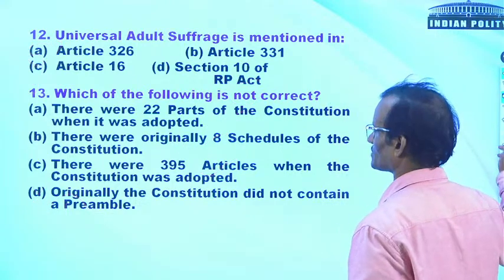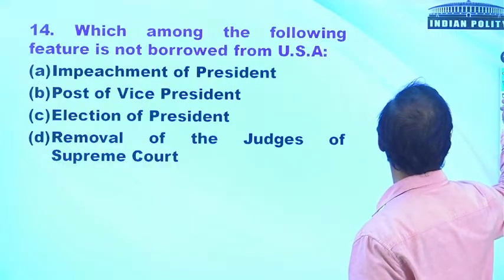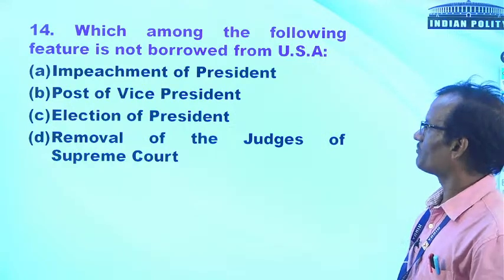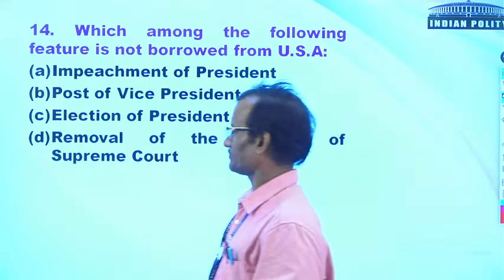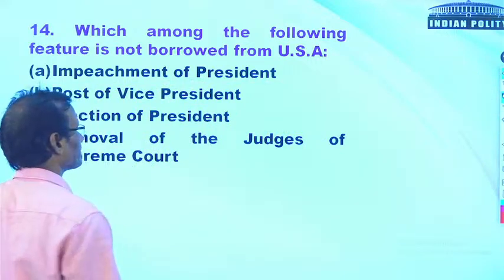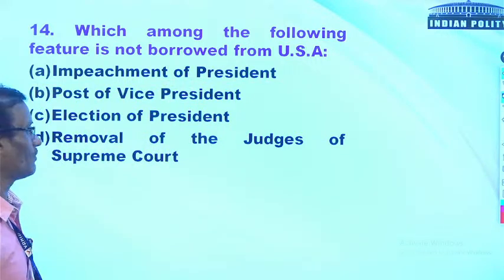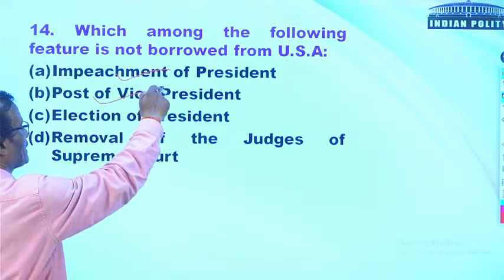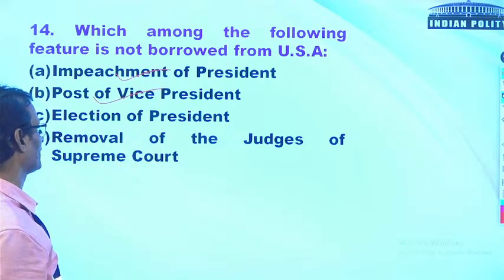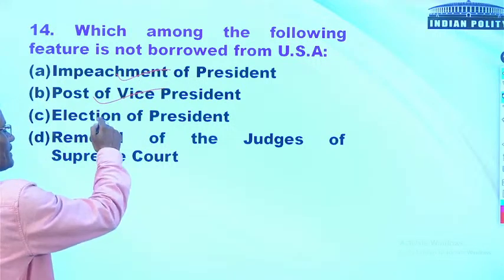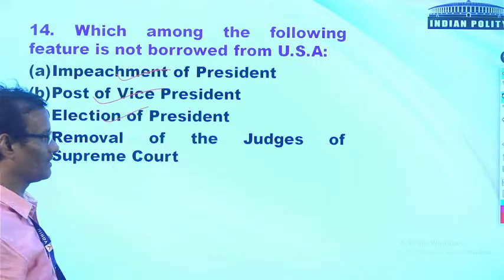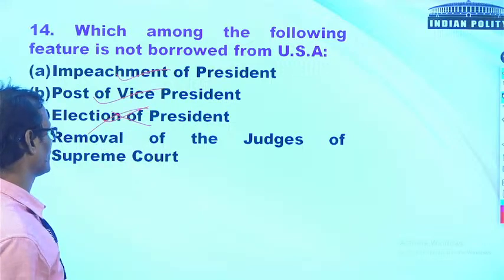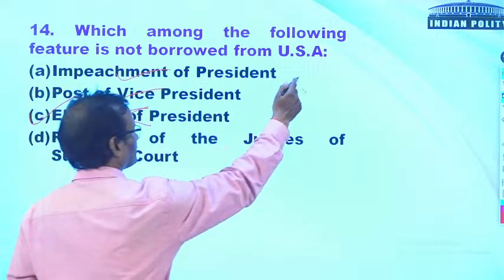Okay. Now question number 14. Which of the following features is not borrowed from the USA Constitution? The impeachment of the President under Article 61 is borrowed from the American Constitution. Post of Vice President, Article 63, is provided under the Indian Constitution. Election of the President, Article 55, is also not borrowed. Removal of the judges is borrowed. So the answer will be C.